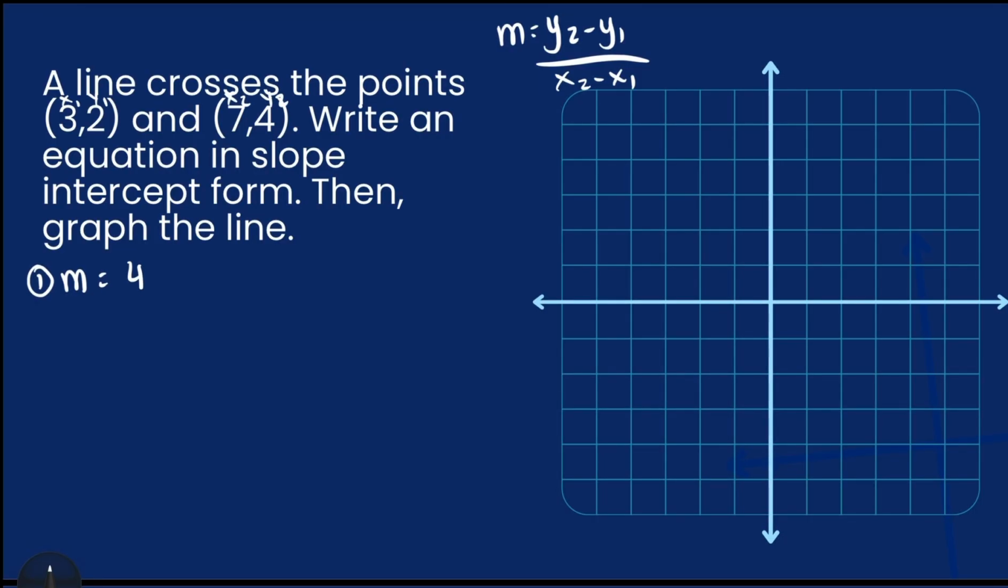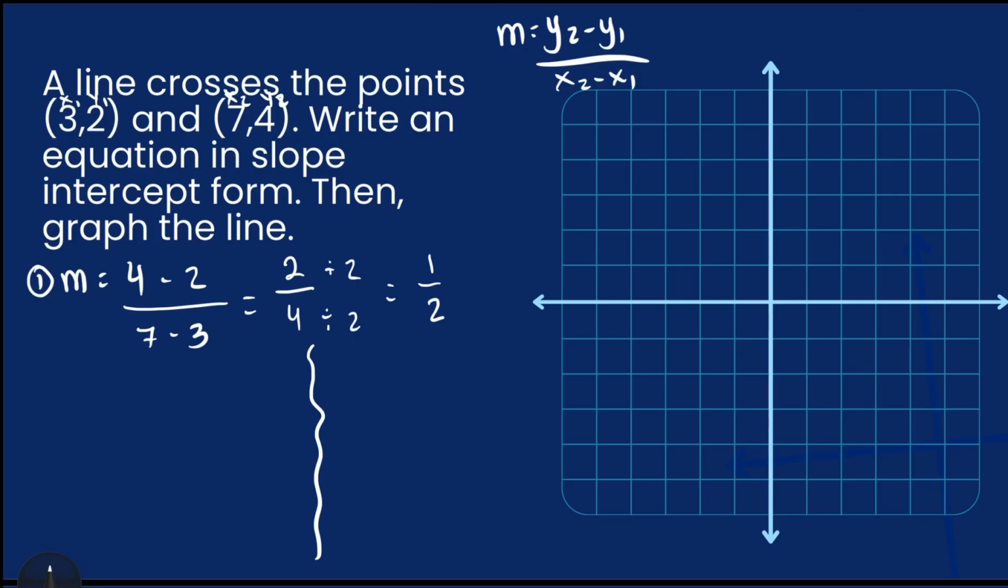So I'm going to do 4 minus 2 over 7 minus 3. 4 minus 2 is 2, 7 minus 3 is 4, and I could simplify this by dividing both the top and the bottom by 2, and I get this is equal to 1/2. Therefore, my slope is equal to 1/2. Now I'm going to do both methods again. And again, you could choose whichever one you feel more comfortable with, but I'm going to do both just in case. So I'm going to use this point here.